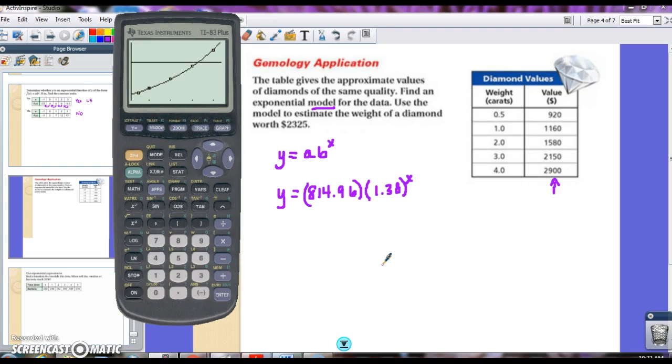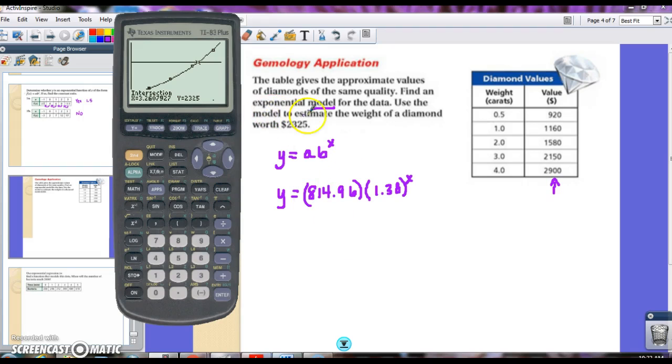To find the point of intersection, here's what you need to do. Hit second, trace, and go down to option 5, intersect. Now this is where it's very, very easy. You hit enter again, and enter again. So you're just hitting enter 3 times, and it'll come up on the bottom. So when y is 2325, x is this. Remember, x represents this data here, so you would say it's about 3.26 carats.